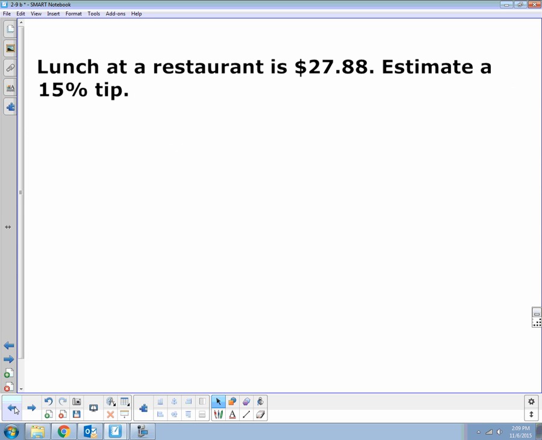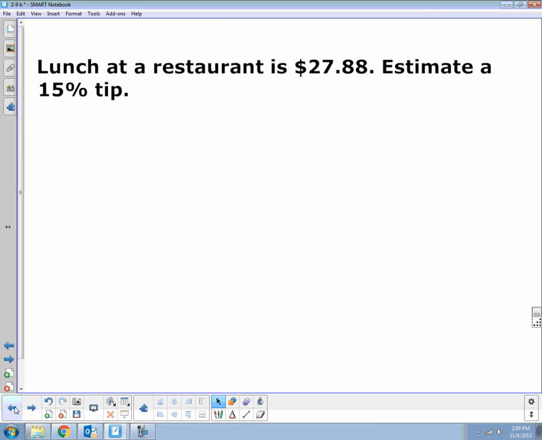What we're going to be doing is not calculating exact numbers in the next couple of questions here. And on the test, it'll be the same idea. We're going to estimate. And this is what you would do if you were actually buying food. Lunch at the restaurant is $27.88. You want to estimate a 15% tip. So that's a decent tip. Not a great tip, not a bad tip, a decent tip.